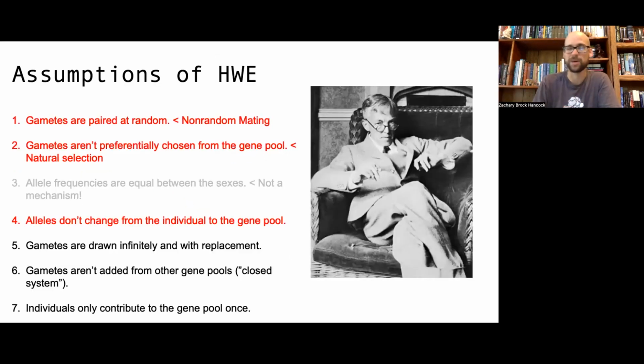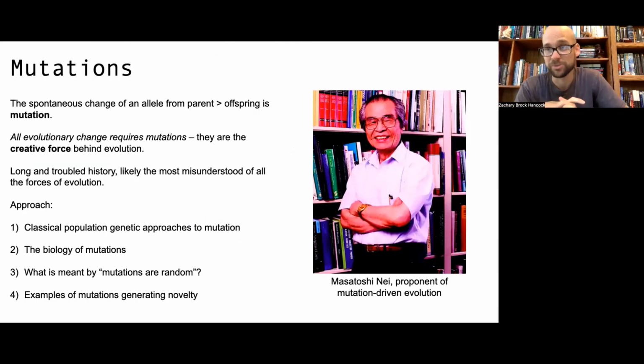Okay, so we'll just gray that one out. The previous two were mechanisms. This one is not. So now let's look at what the meat of the rest of this presentation is going to be about, and that is the assumption that alleles don't change from the individual to the gene pool. So obviously, when this assumption is violated, that's a mutation, right? This is a mutation being the spontaneous change of an allele from the parent to the offspring.